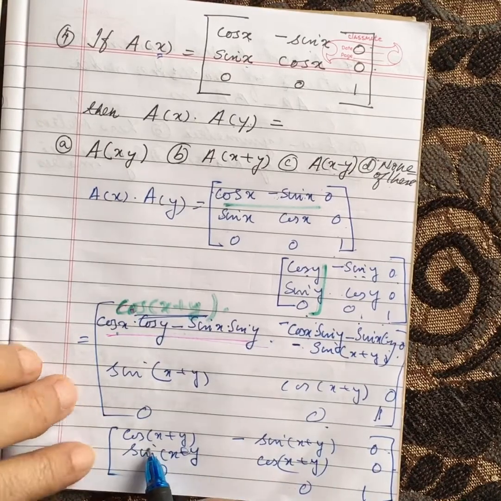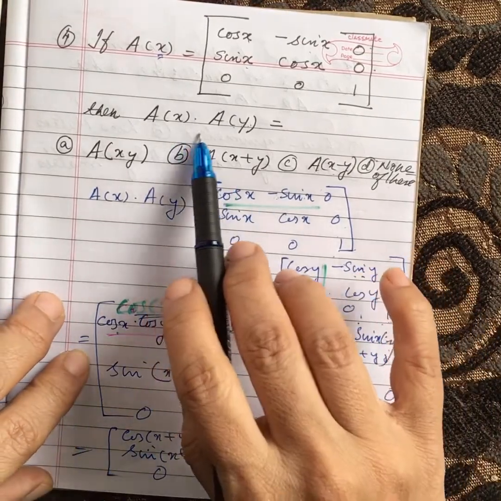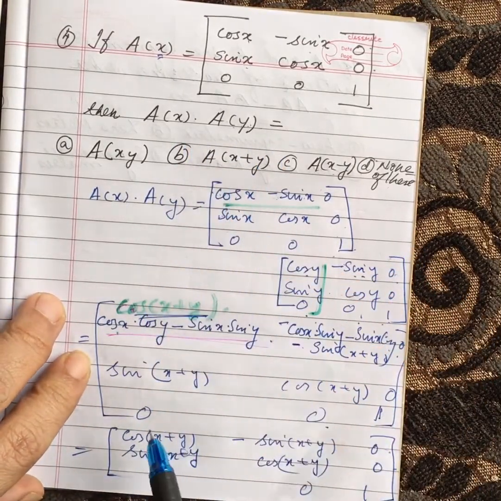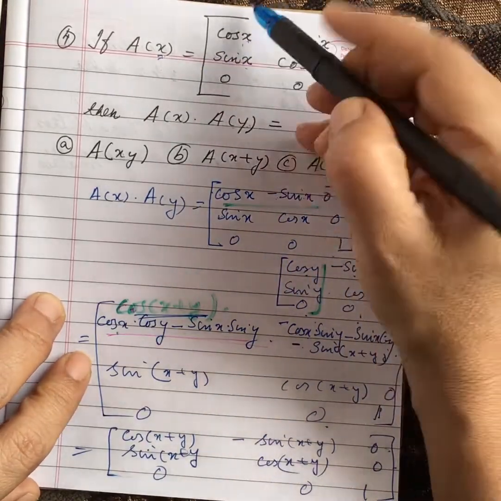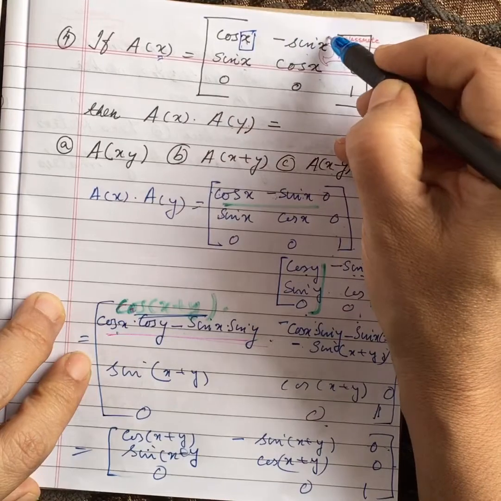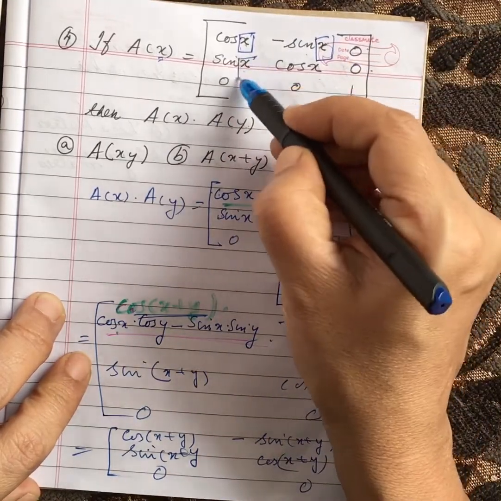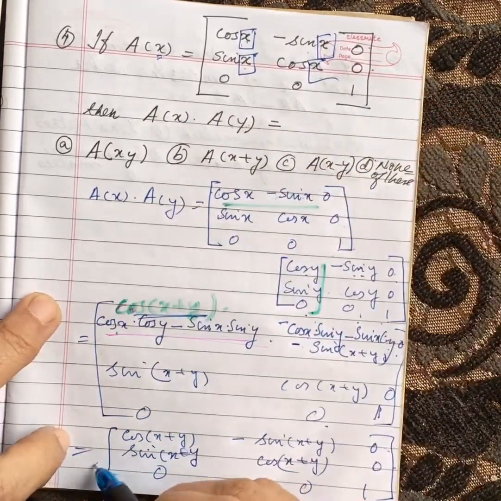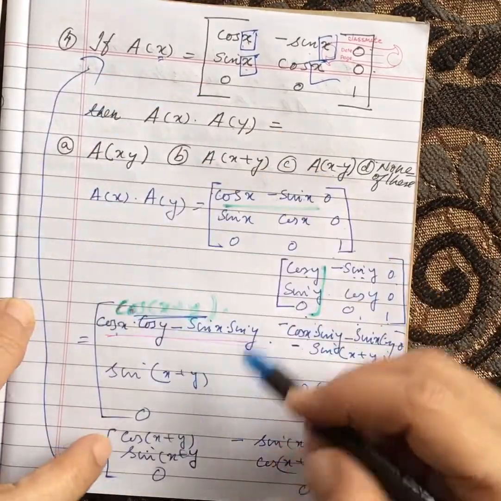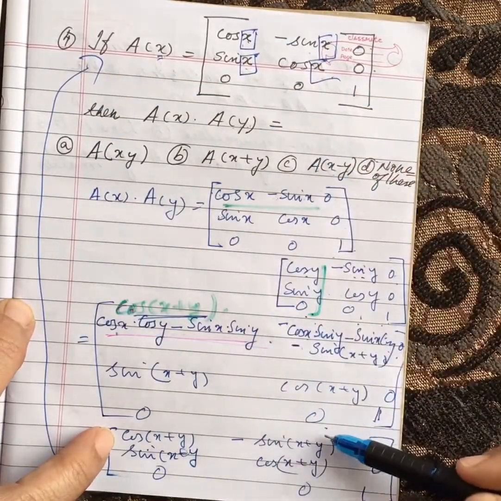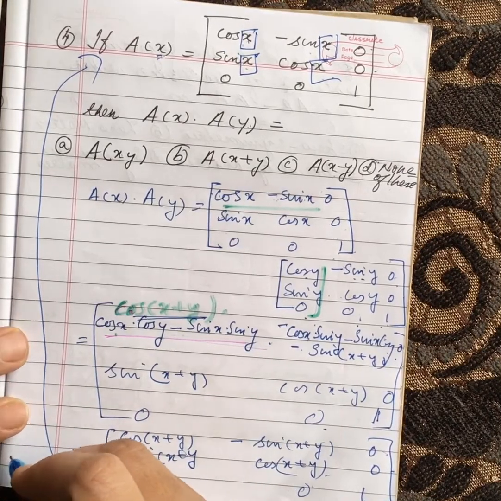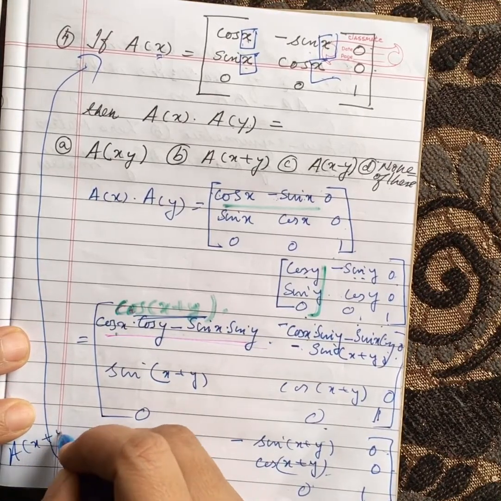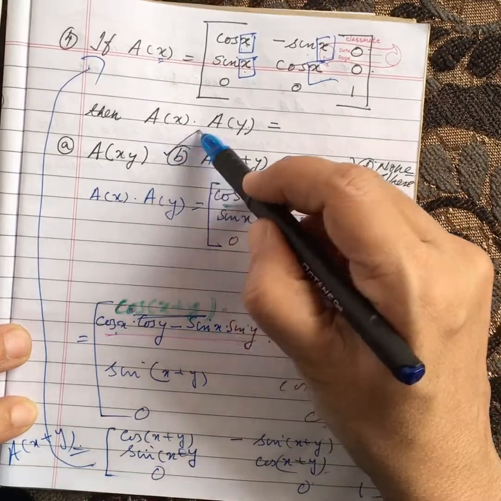So what do we find? A(x) into A(y). In place of x, what we got here in the final answer, in all these places we are getting x plus y. When you compare with this, wherever x is there, you are getting x plus y. That means this product is A(x+y). So your answer is this.